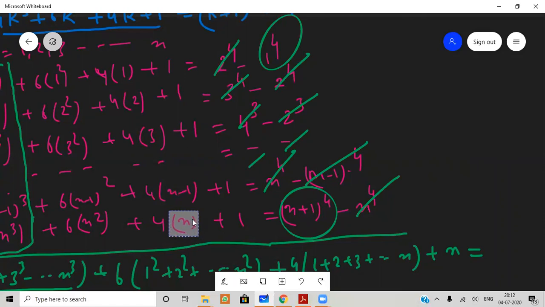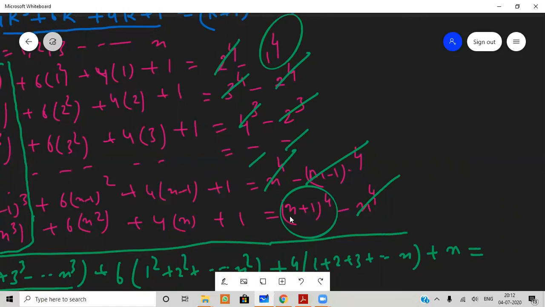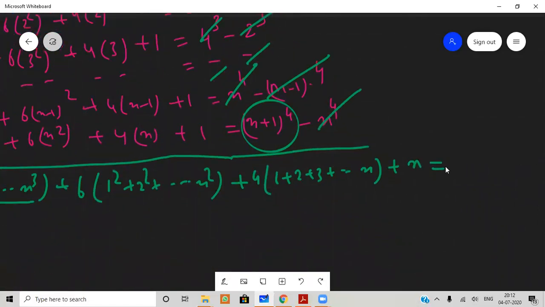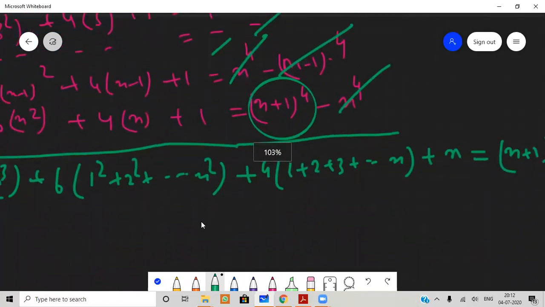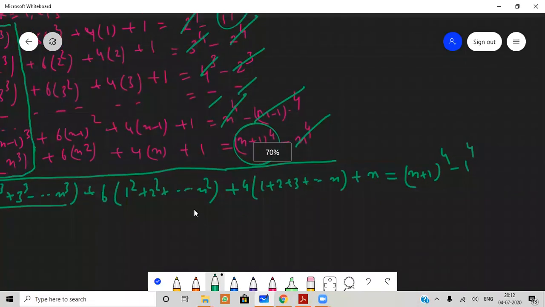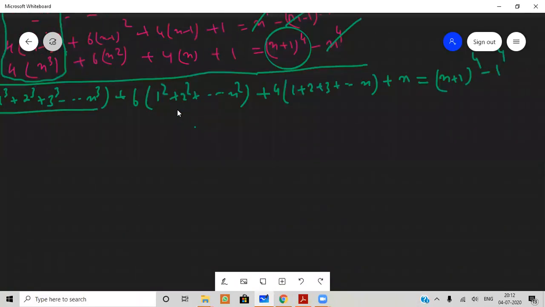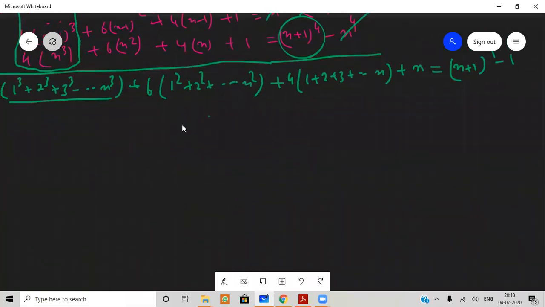What exactly do we get? This thing, n plus 1 to power 4 minus 1 to power 4 is 1. So this is what we're getting. Once you get this, let's now write this expression.